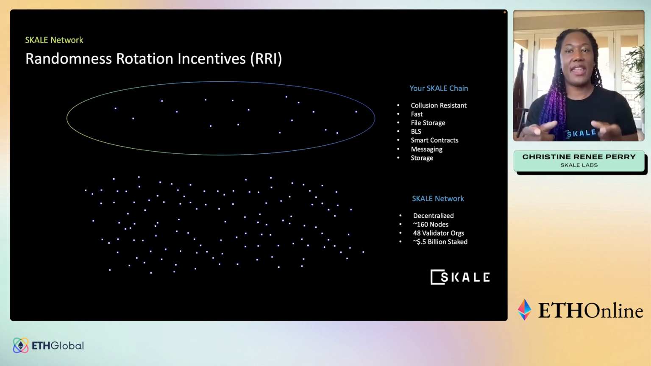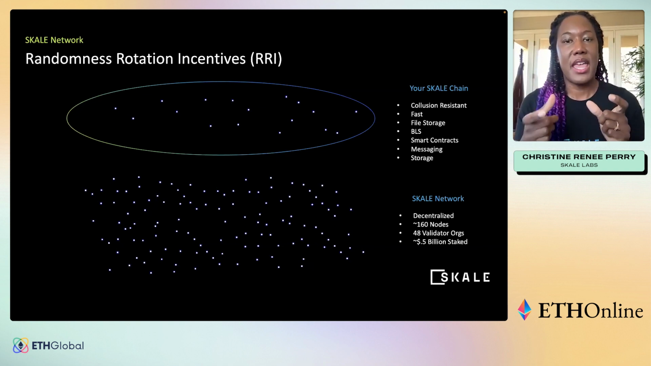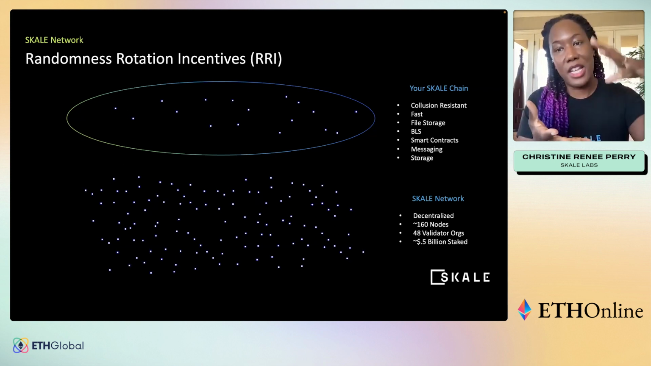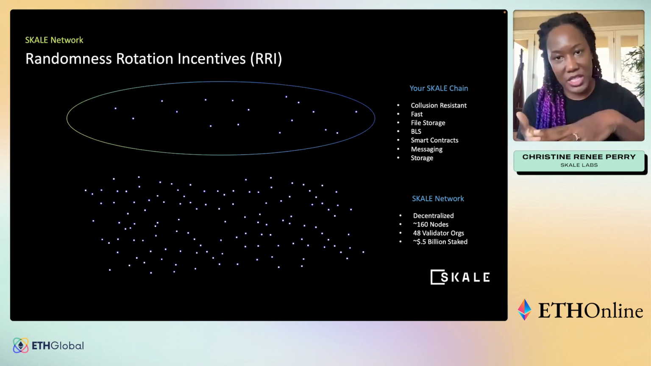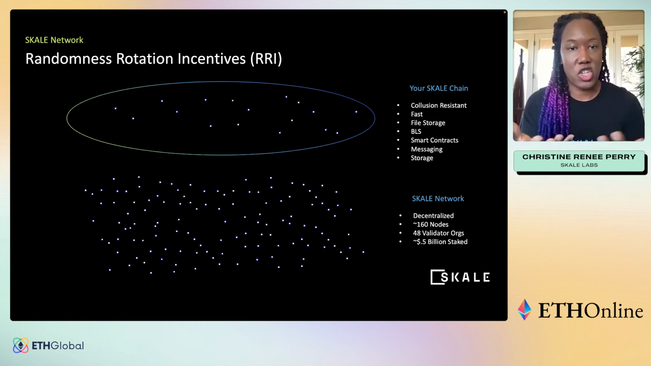Now, your SKALE chain, that name is very descriptive here, because instead of having one blockchain where all applications eat up the same exact resource, diluting the transactions per second and the speed, you're able to really compartmentalize your application into a dedicated chain.